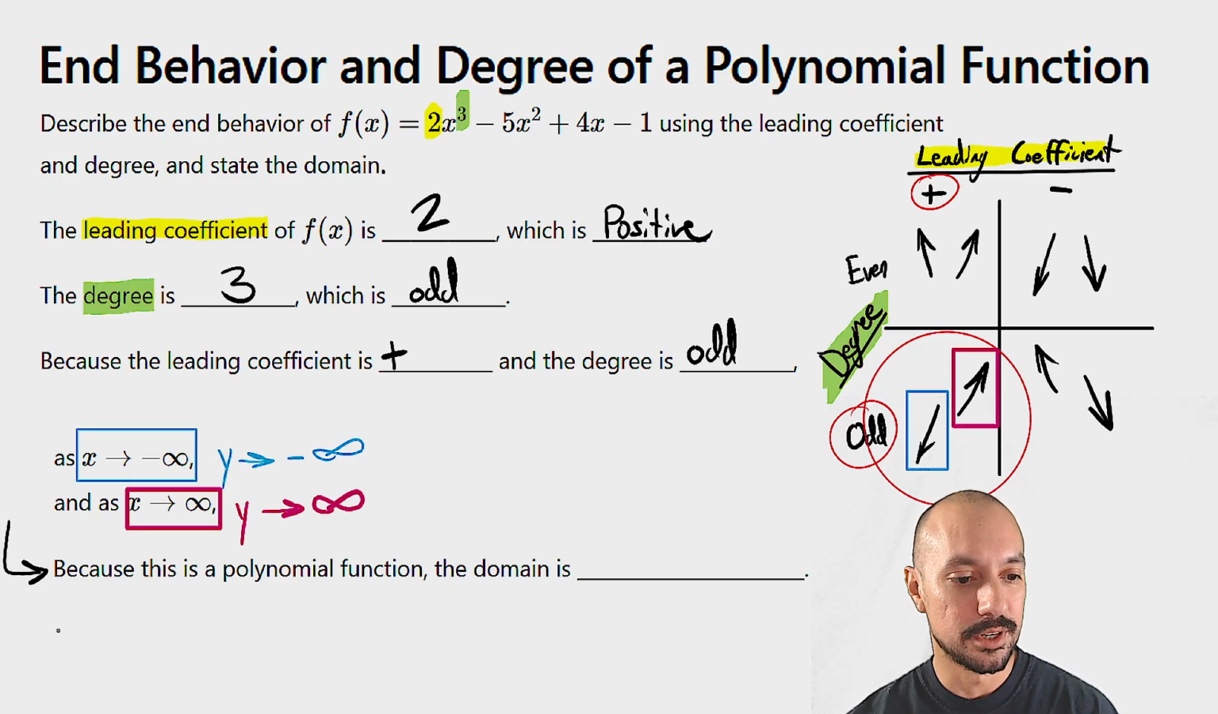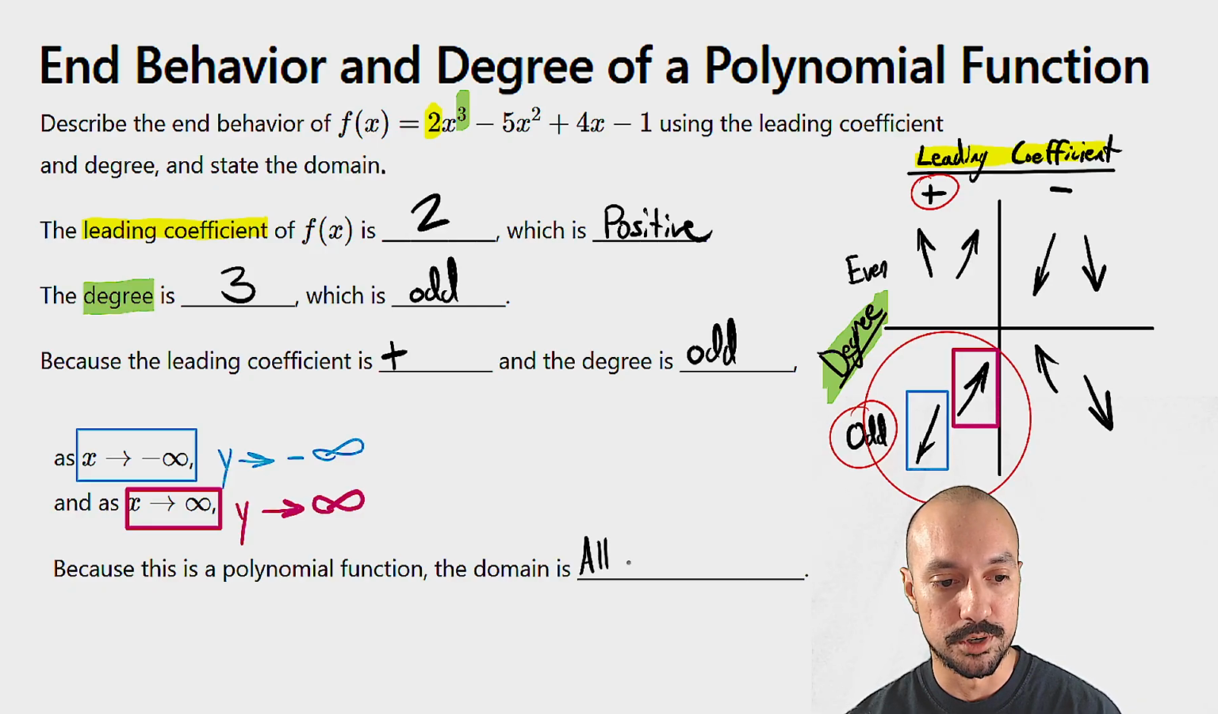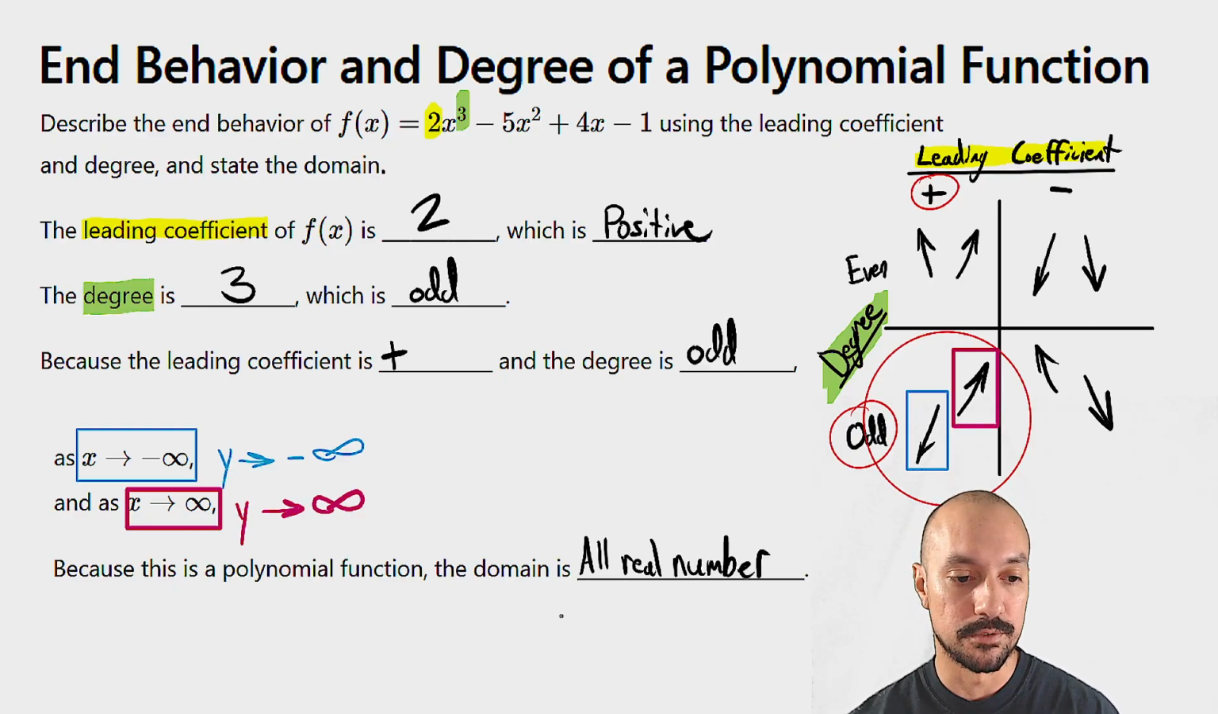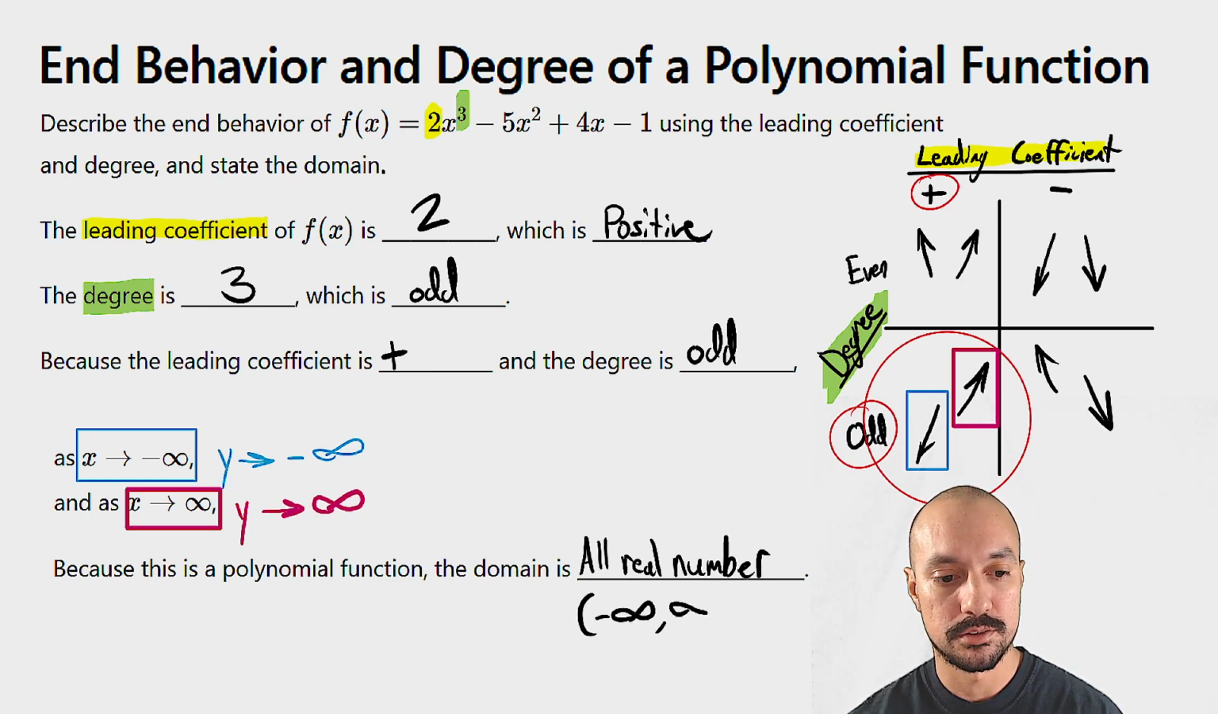Last but not least, we're going to talk about the domain of polynomials. You can remember this: all polynomials can take any input. So when we talk about the domain, we can say all real numbers would work as inputs into our polynomials. If you want to represent that using interval notation, we could say from negative infinity to infinity.